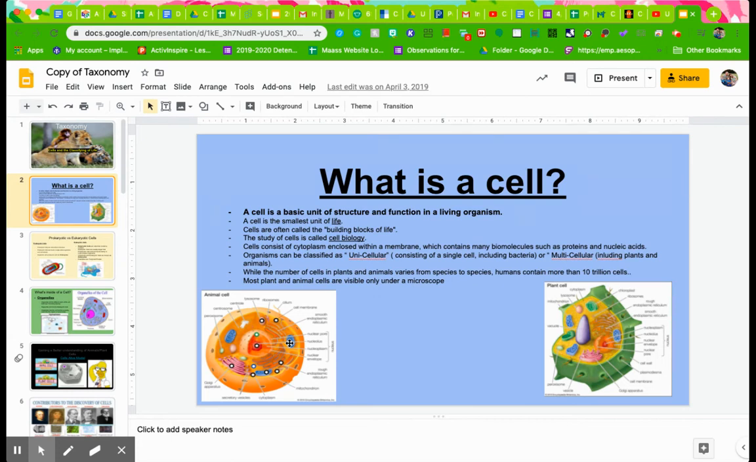Other organisms that are super tiny that we don't really see, like bacteria and amoeba, are so tiny, so microscopic, that they're called unicellular organisms. They're only made of one cell. That is it.